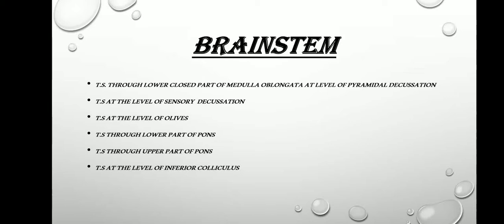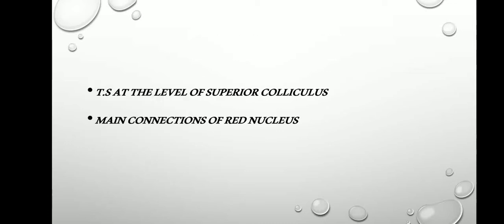The various diagrams that are asked are transverse section through the lower closed part of medulla oblongata at the level of pyramidal decussation, transverse section at the level of sensory decussation, at the level of olives, transverse section through the lower part of pons, transverse section through upper part of pons, transverse section at the level of inferior colliculus, transverse section at the level of superior colliculus, as well as the main connections of red nucleus. All these diagrams are important.